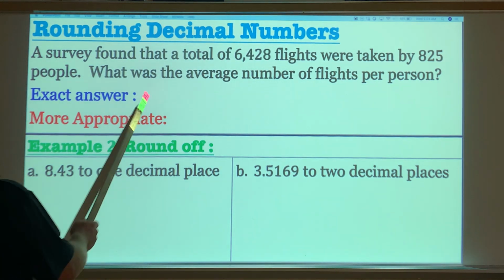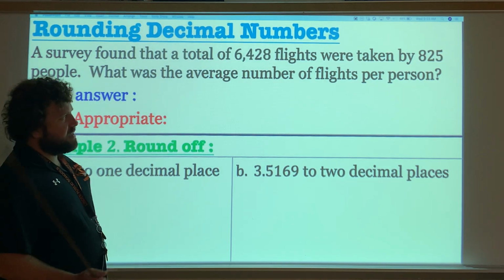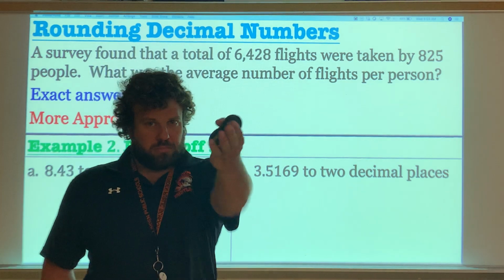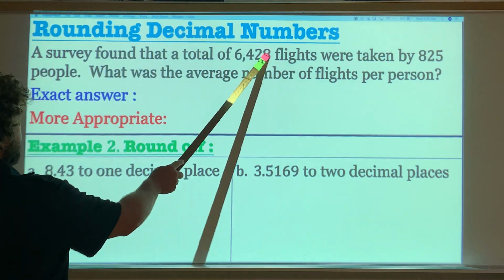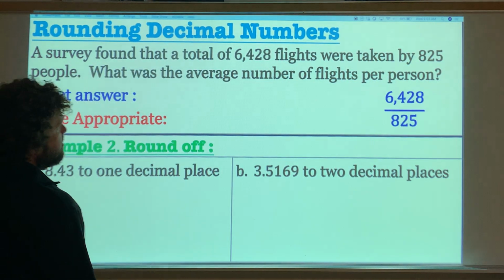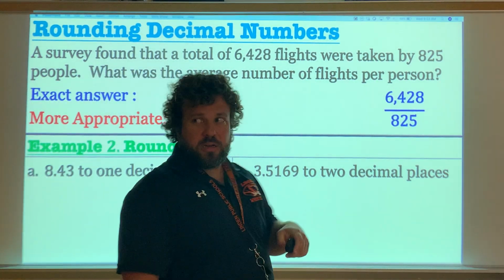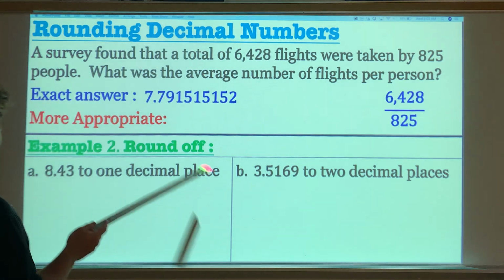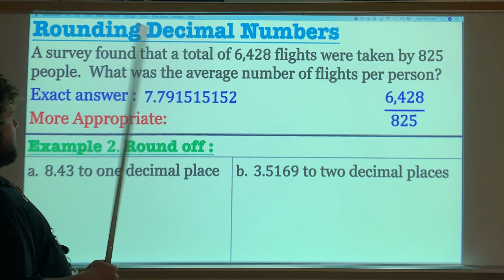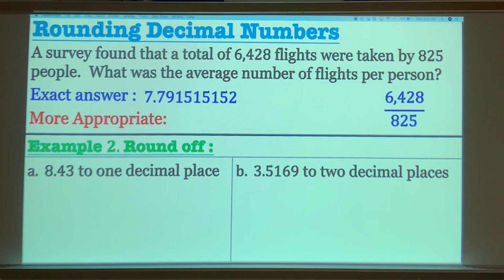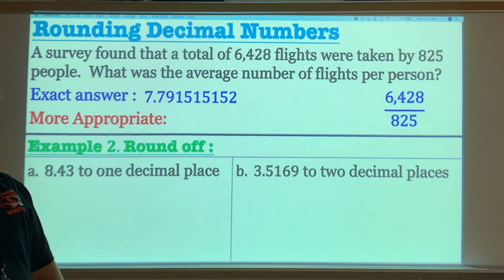Made it sound nicer. So the exact answer was given to you. How do you find the exact answer about the average number of flights? All right, what you should have done was divide the number of flights by the number of people, which was 6,428 divided by 825. Type that in your calculator, which of course you're going to use, and you get 7.7915151552.